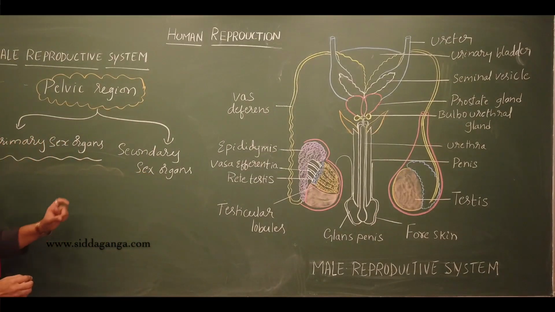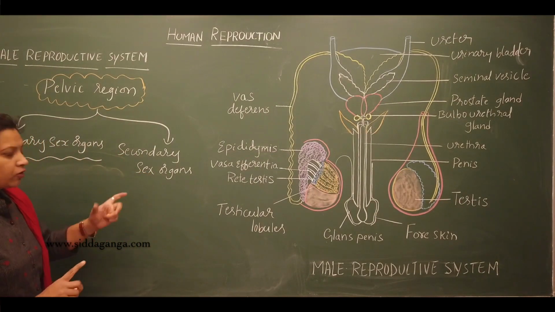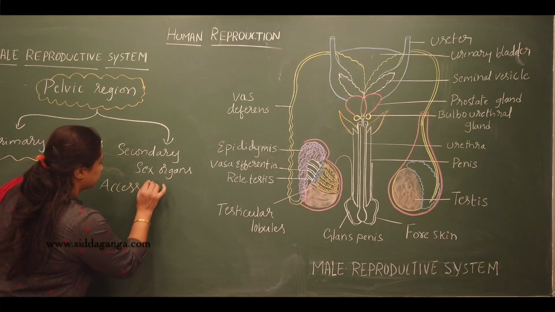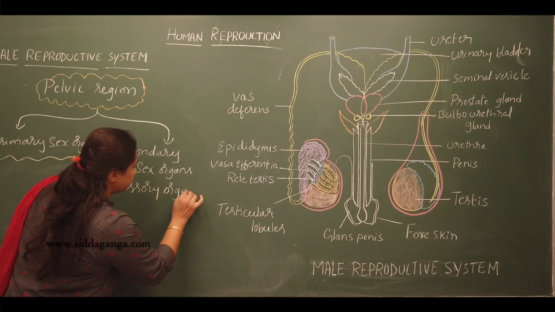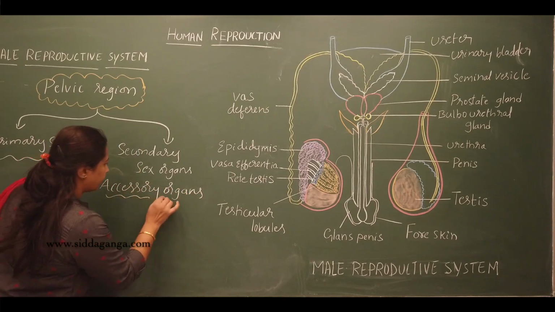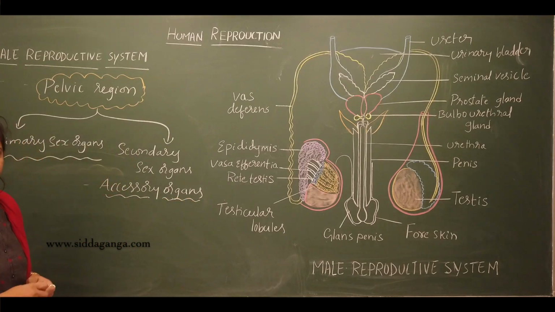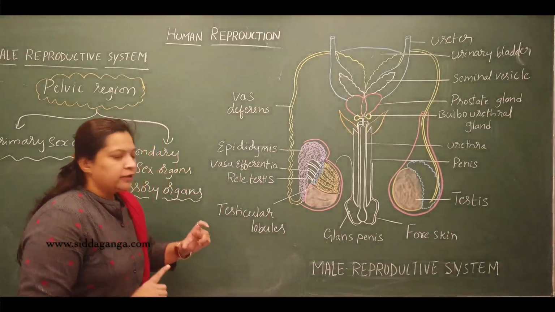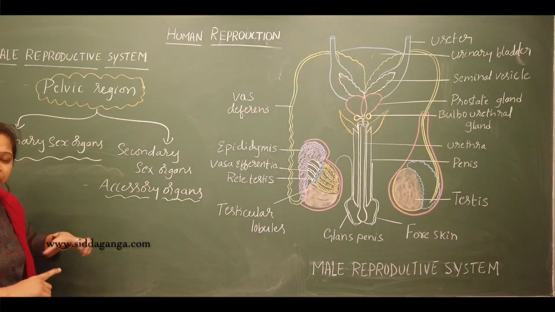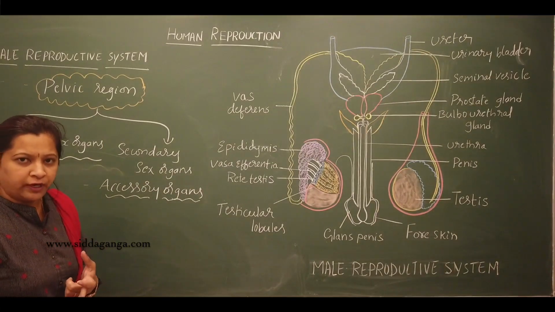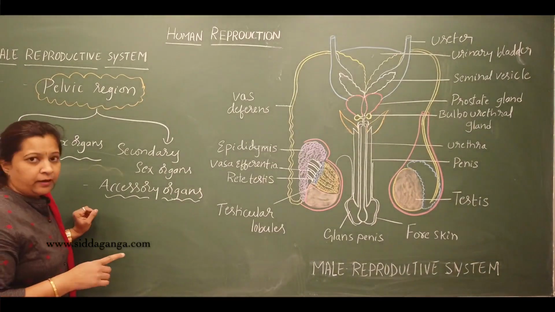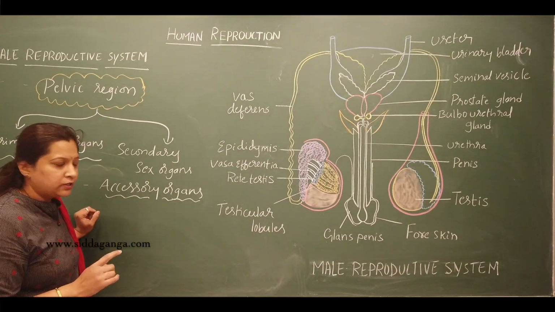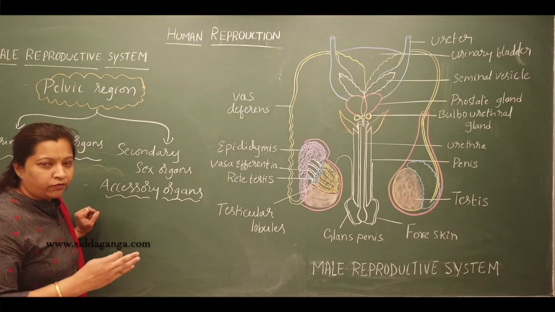The secondary sex organs are also called accessory organs. Why are these called accessory organs or secondary sex organs? Because they do not play any role in the formation of gametes. They do not form any gametes and they do not secrete any hormones. But they are essential. Why? Because they perform some important functions that are helpful for the process of reproduction.